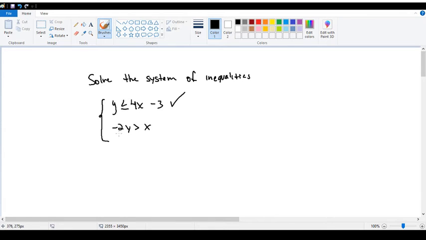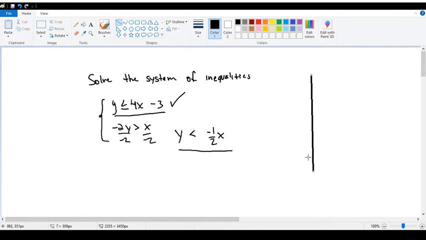This one here, all we have to do is divide by -2, divide by -2, and you get y is, remember, when you divide by a negative, your inequality will be switched, and so you get -1/2 x. So now that the y's are isolated, I can go to the graph and plot these two inequalities.